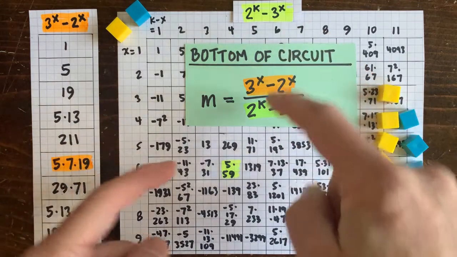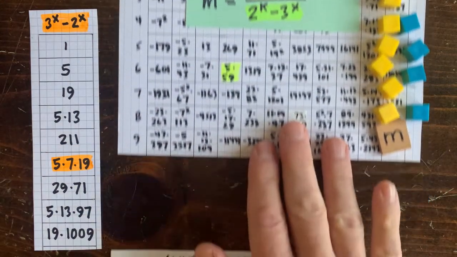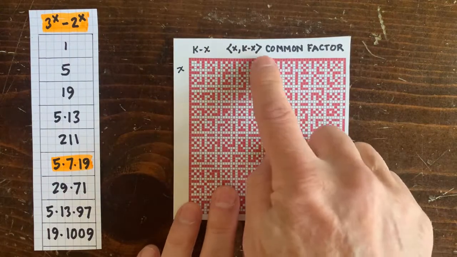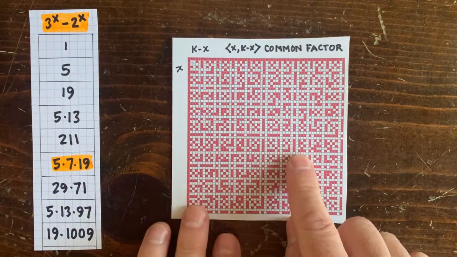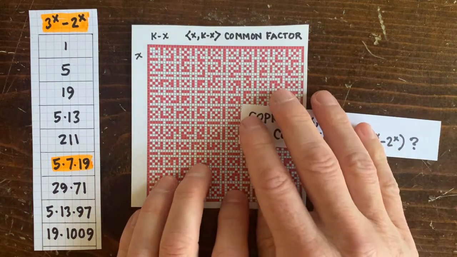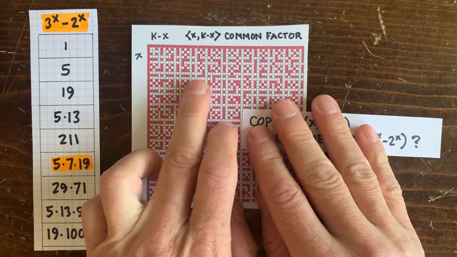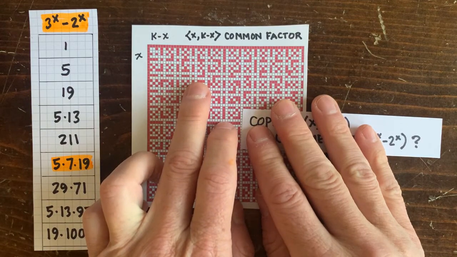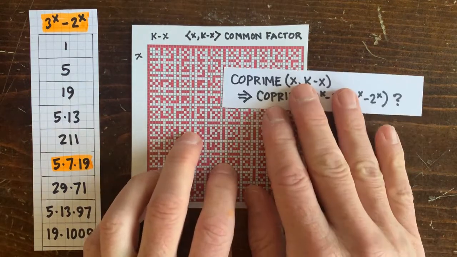So we looked at a few methods for trying to prove that every cell has some sort of spoiler. And one method we looked at was looking when x and k minus x have a common factor. And those are the cases in red here. And what we found was if they do have a common factor, we came up with an argument to show that there's no integer circuit loop.